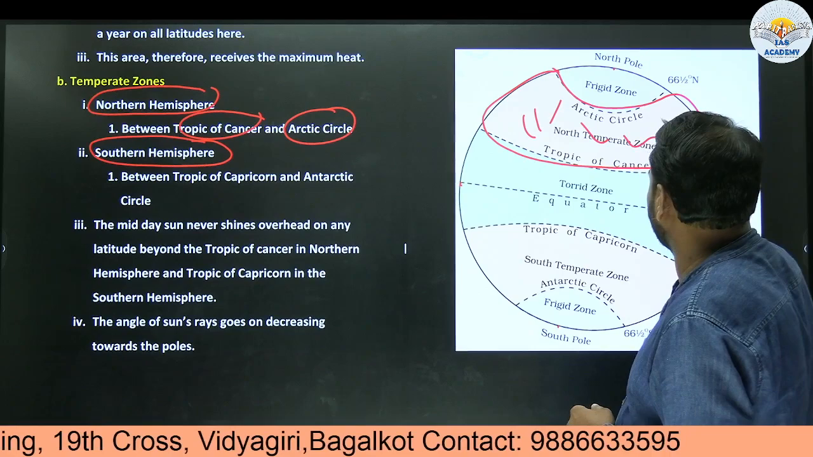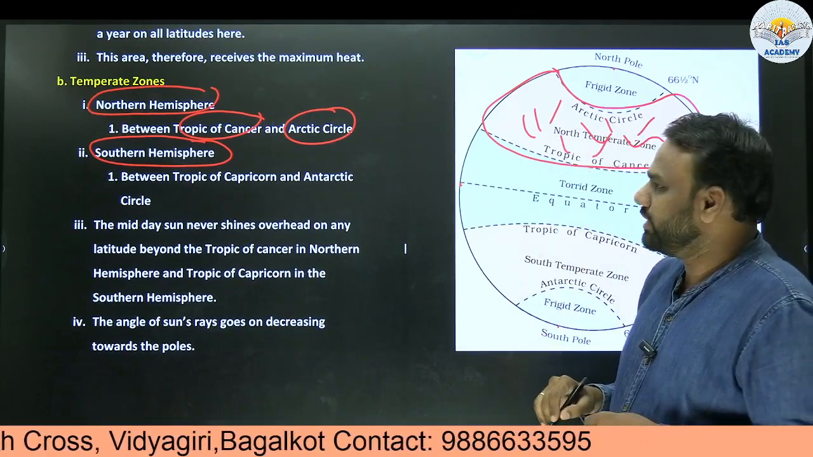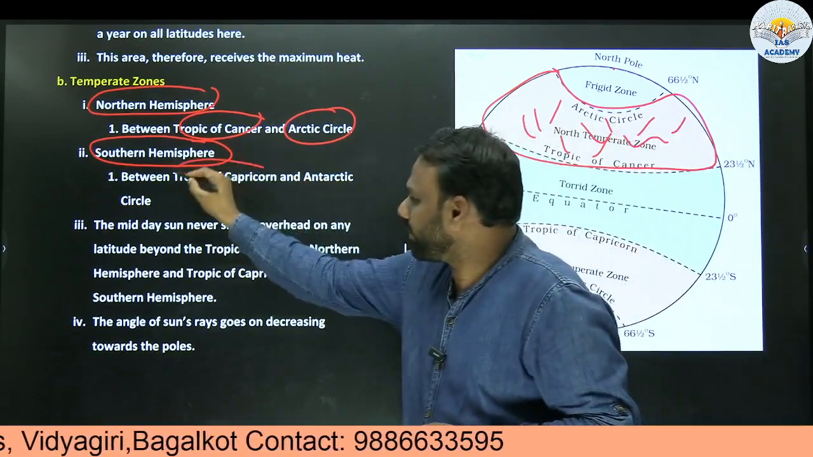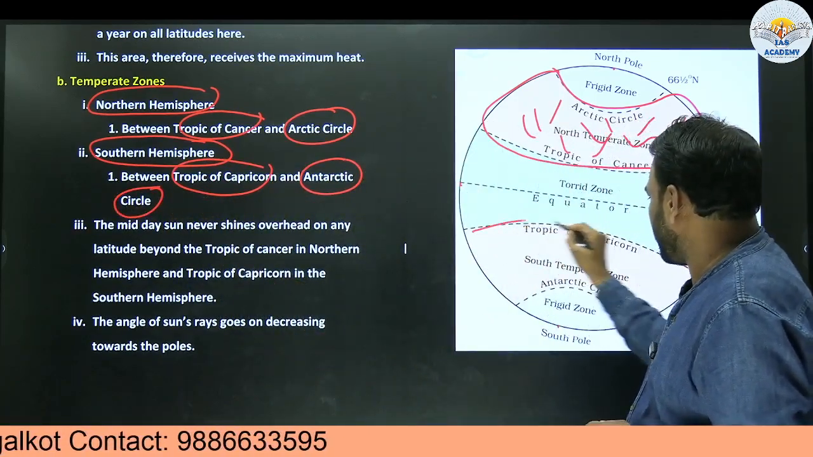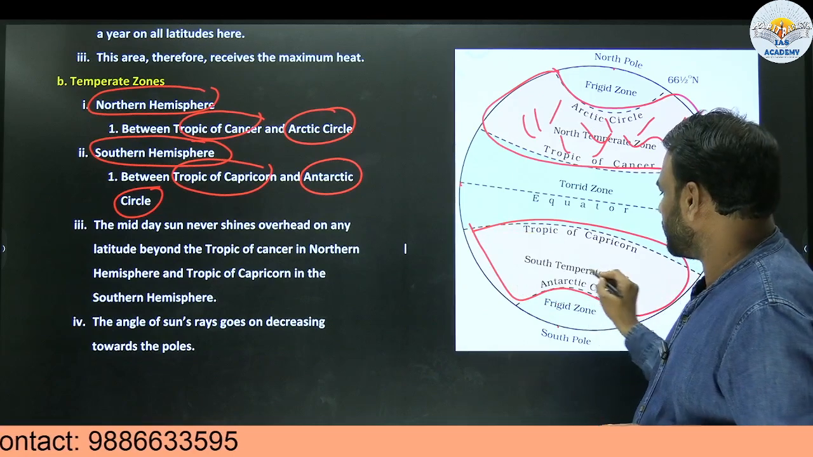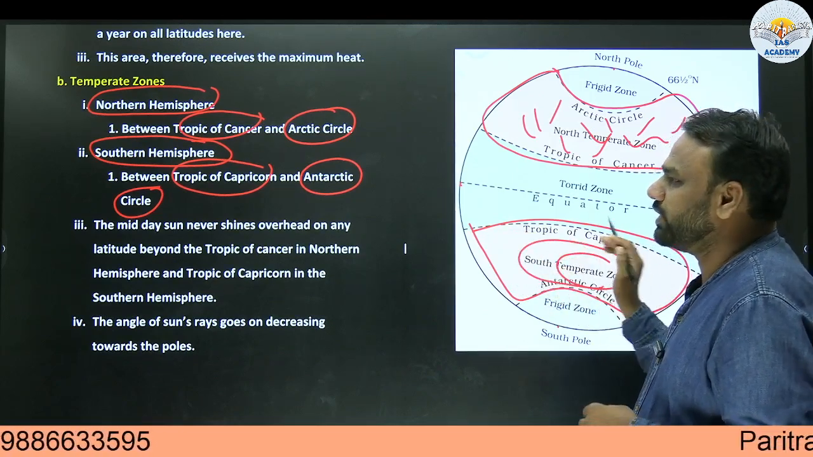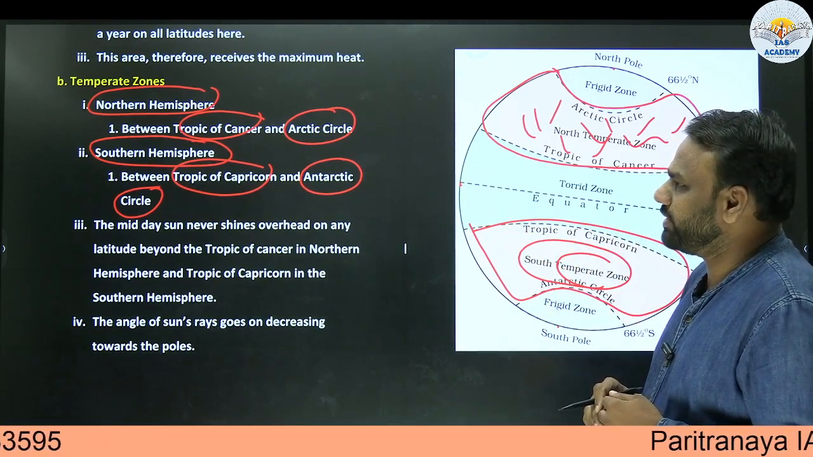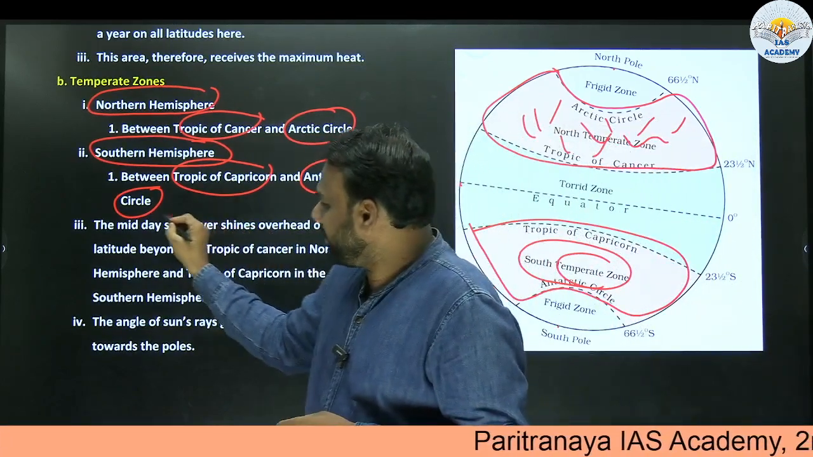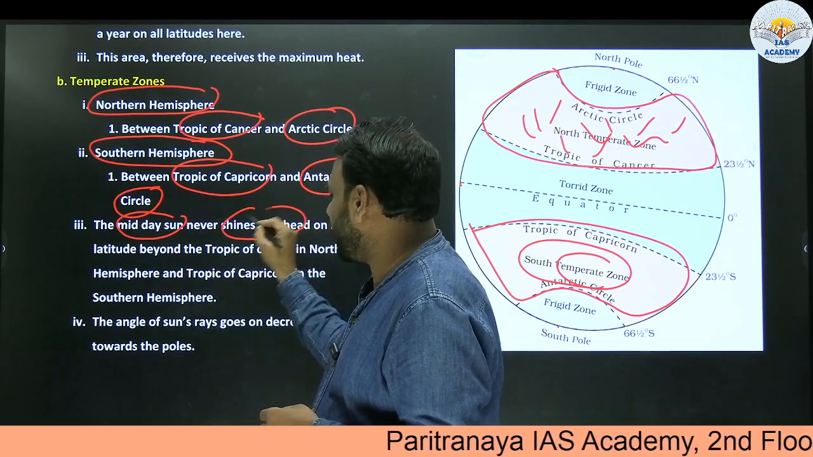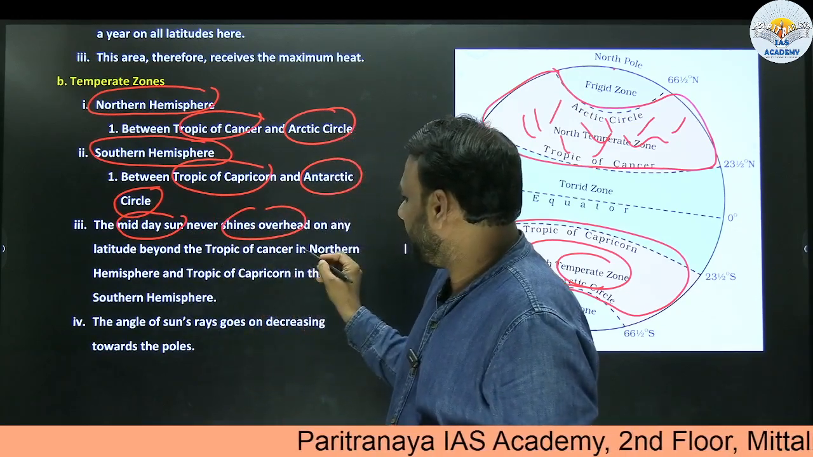This area is called the temperate zone, the north temperate zone. Similarly, the area between the Tropic of Capricorn and the Antarctic Circle is also a temperate zone, that is, the south temperate zone.